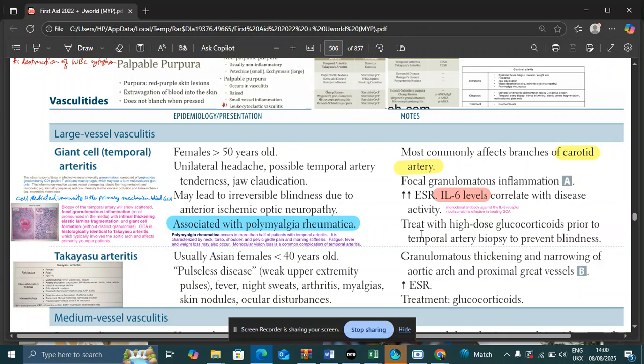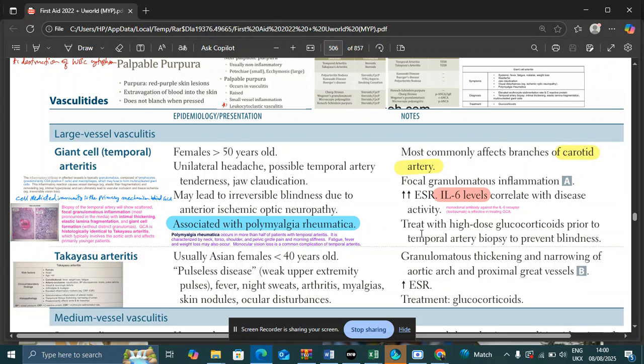So, pain and stiffness in proximal muscles, along with fever, malaise, weight loss, all constitutional findings. It does not cause muscle weakness. Polymyalgia rheumatica presents with pain and stiffness in the proximal muscles, but not muscle weakness. This is an important point to remember. Usually we treat polymyalgia rheumatica with low dose glucocorticoids.